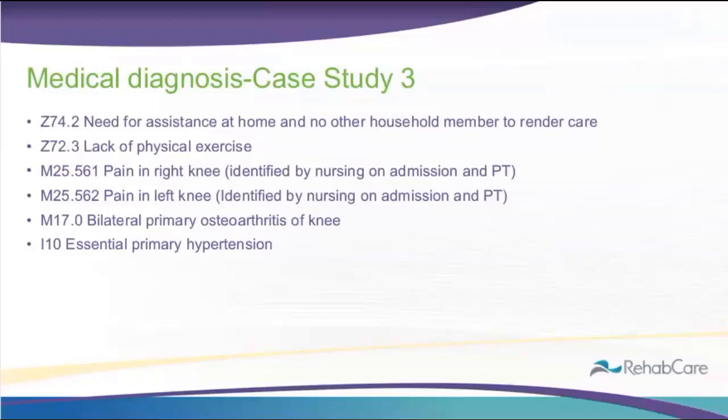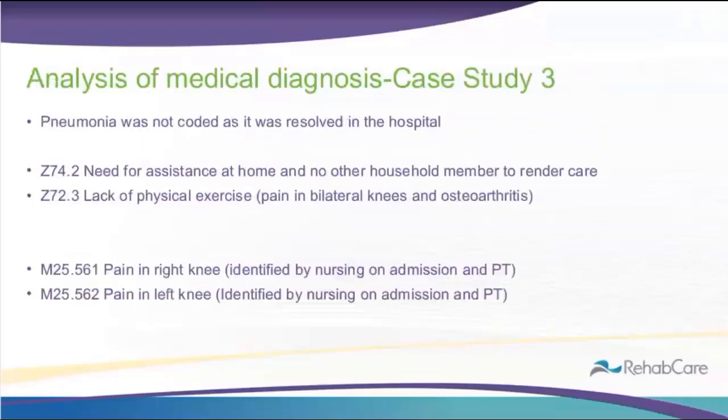Pain in the right knee, that was identified by nursing and PT on admission. That was in the nursing documentation. Pain in the left knee was identified by nursing and PT. And then bilateral osteoarthritis of the knee and essential primary hypertension. So pneumonia wasn't coded because the pneumonia was resolved in the hospital.